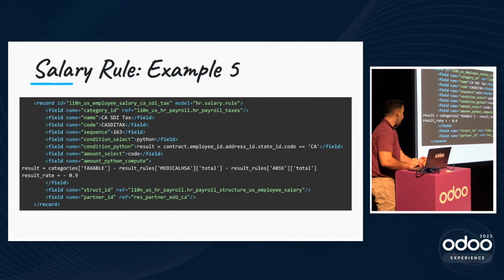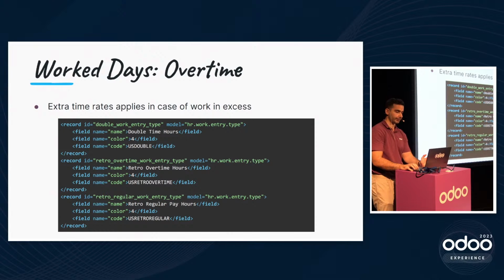We also specify here the contribution register, which is a classic Odoo partner ID. Here it is the Employment Development Department of the state of California. So this partner is also used when generating the accounting entries to ease the account reconciliation process.